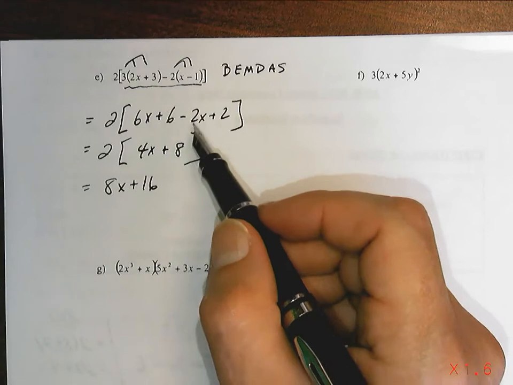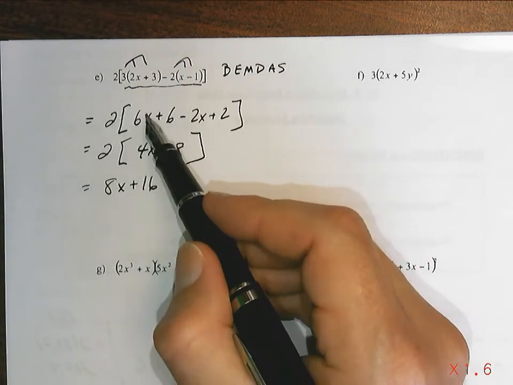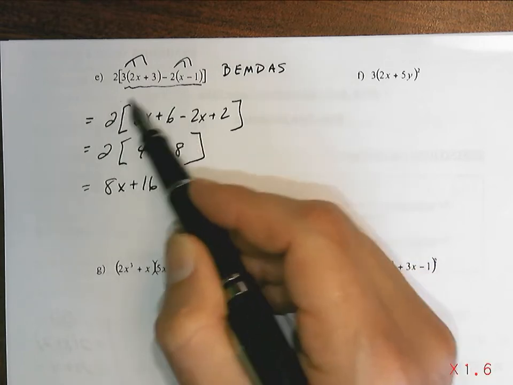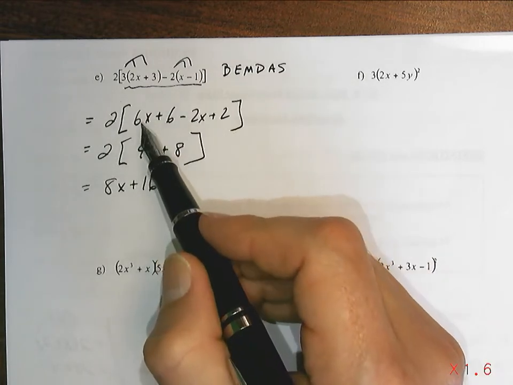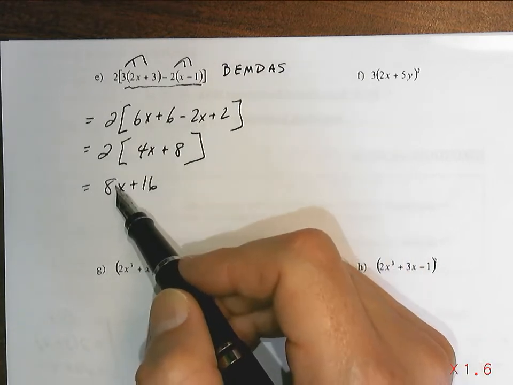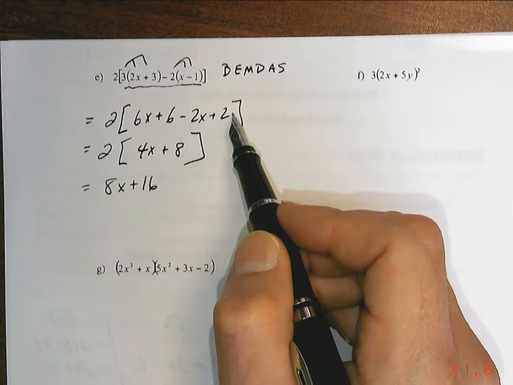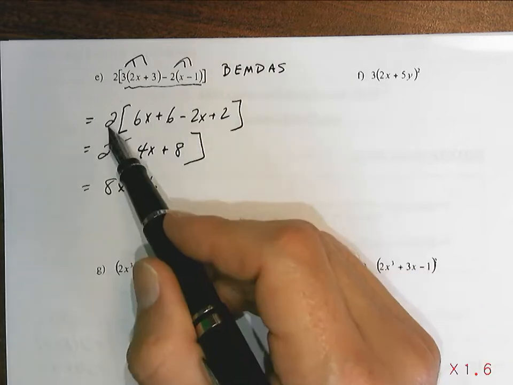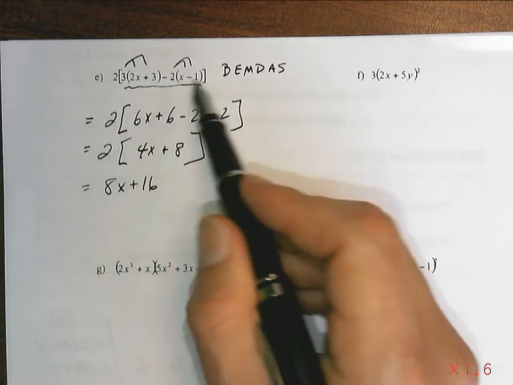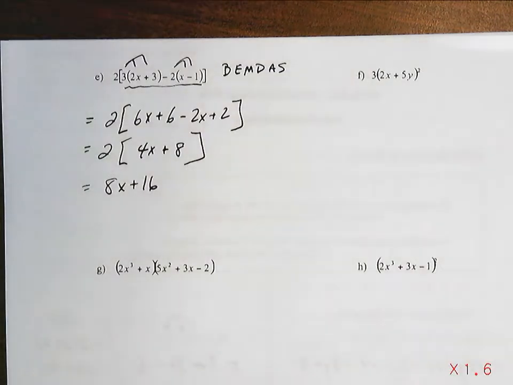Or what you could have done also is take the 2 into this one, 2 into this one, 2 into this one, 2 into this one. That would have given you 12x minus 4x, which would have been 8x, and it would have given you 12 minus 4. Is that right? No, it would have given you 12 plus 4, which should be 16. So you skip that step. But, you know, it's up to you.